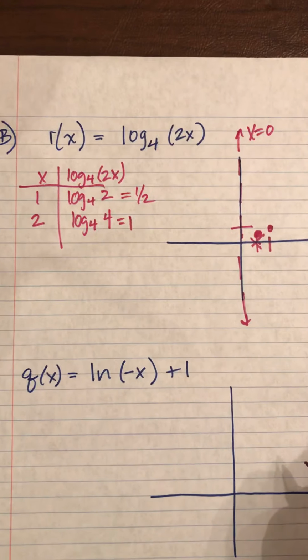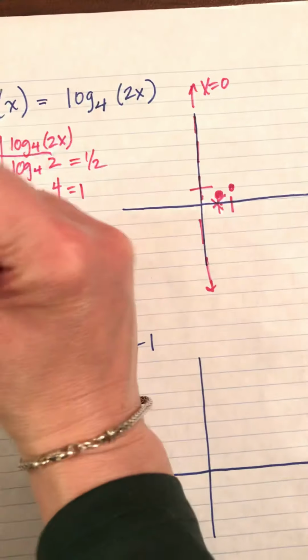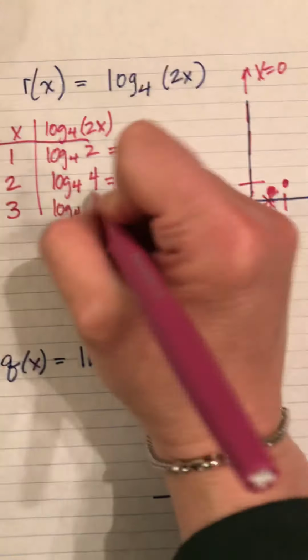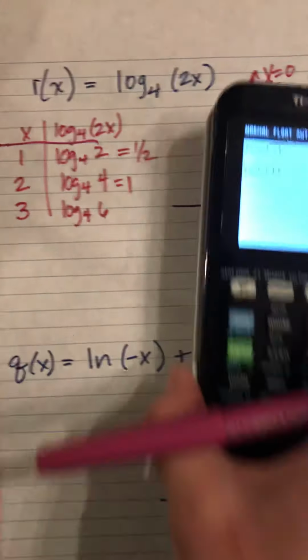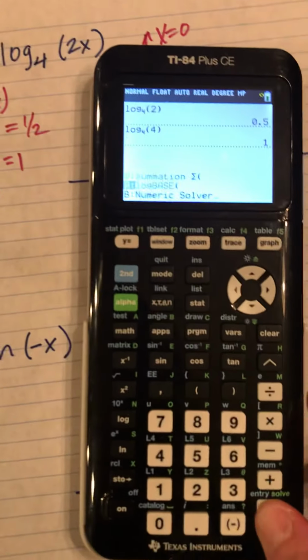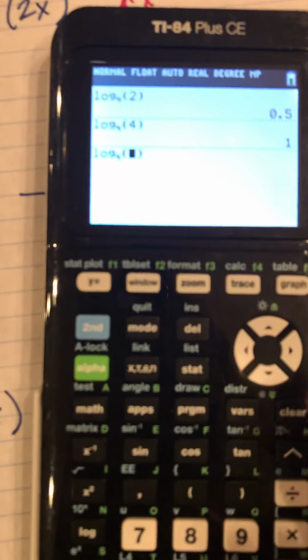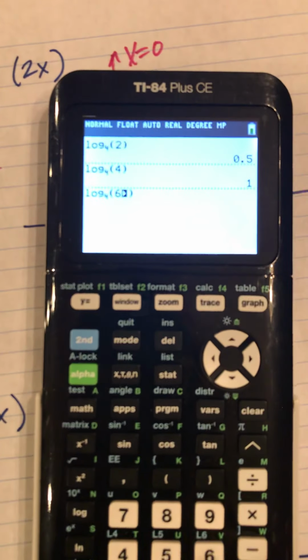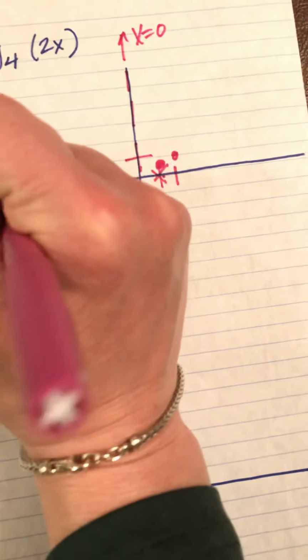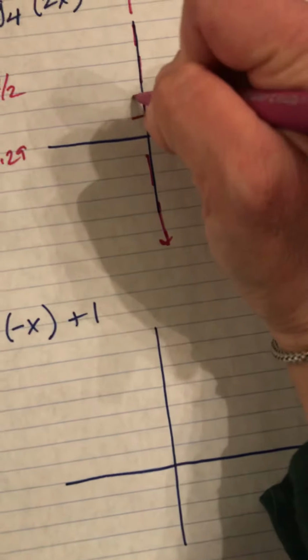Next, I am going to use the point 3. So log base 4 of, when x is 3, this is log base 4 of 6. So I am going to, again, go back to my calculator. Log base 4 of 6. Okay, there we go. I get about 1.29. So when x is 3, I get about 1.29.